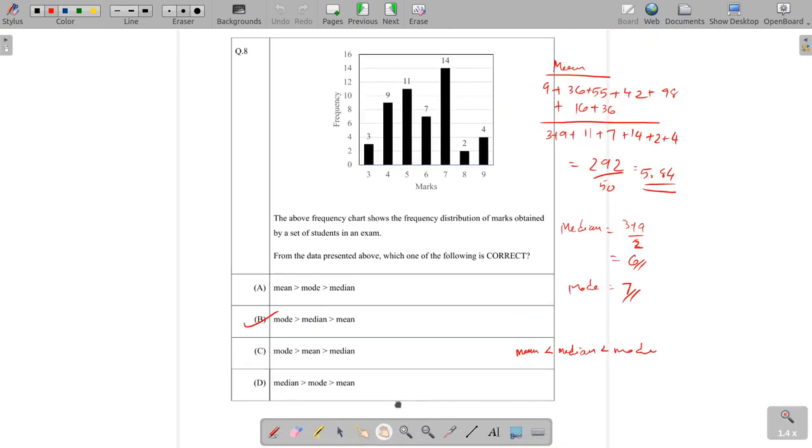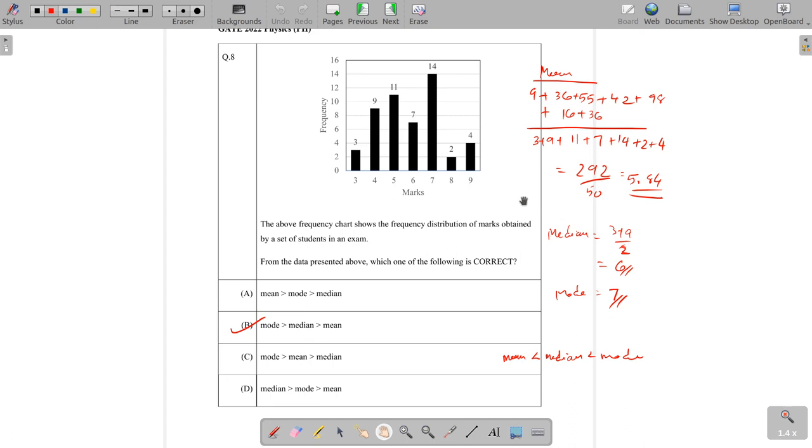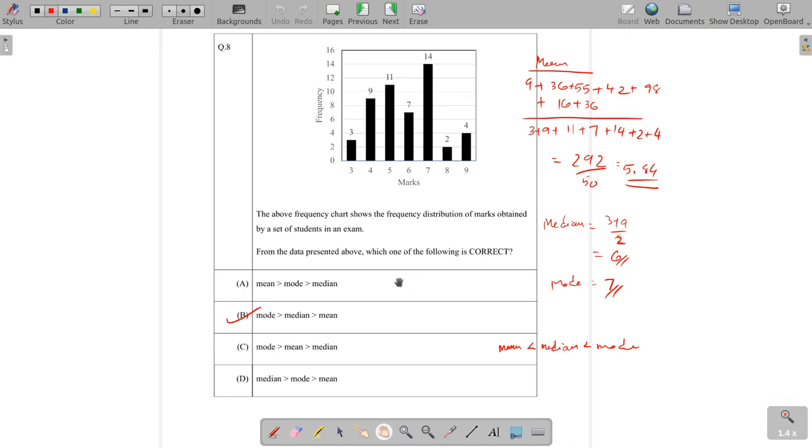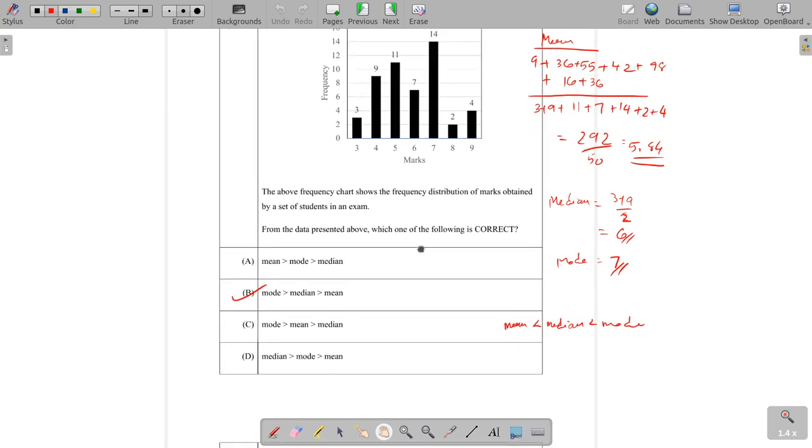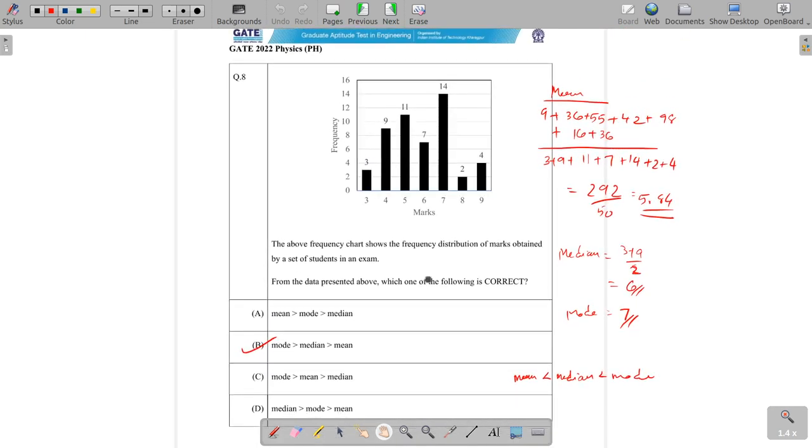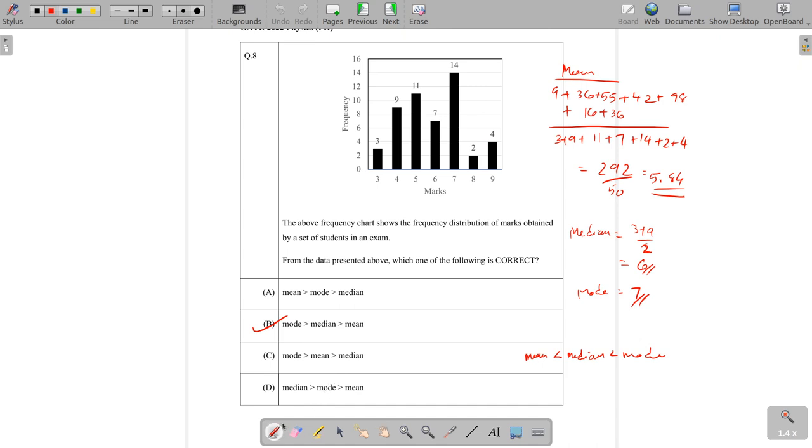Okay, so yeah, this one, the chart is given, a frequency chart. From the data presented above, which of the following is correct? Okay, so mean, mode, median, if you remember, mean is what? Mean is the average. So mean is usually sum of Pi Xi. Pis are the probability of occurrence and Xi are the outcomes.